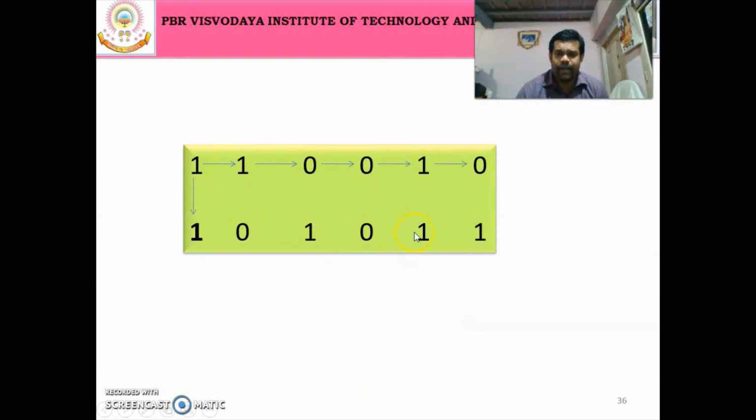Here I will clearly explain. This is a binary number and I am going to convert it to gray. First I am writing this MSB as it is. Then I am performing XOR with these two. 1 XOR 1 is 0. Then 1 XOR 0 is 1. 0 XOR 0 is 0. 0 XOR 1 is 1. 1 XOR 0 is 1.